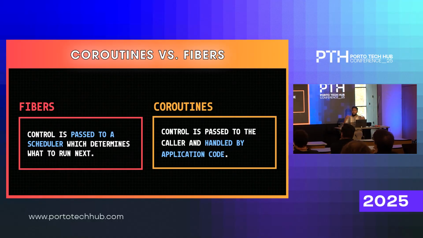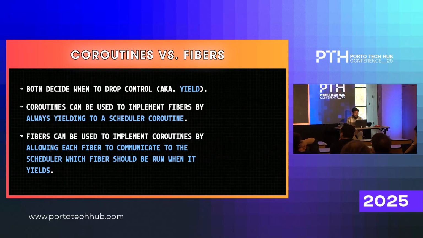So if we were to digest that, I would say that with fibers, you have the control passed to a scheduler, which determines what to run next. In the case of React, it is the scheduler of React that is also part of the open source React umbrella. As opposed to coroutines, where you have the control passed to a caller, and handled by the code of the app.